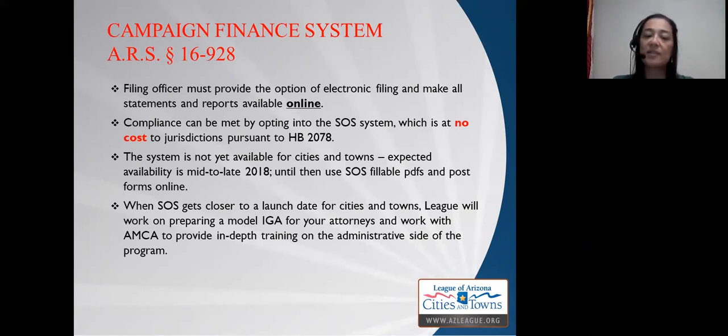When we do get closer to a launch date for cities and towns, I've already talked a little bit with the Secretary's office about preparing a model intergovernmental agreement for your attorneys, so that they can use that to work with the Secretary's system if your city or town decides that they want to opt in. And then, of course, we'll do additional trainings with AMCA on the admin side of how you actually access the system, because I believe you have to create the election. And from there, everything's automated and populates. So we'll get some behind-the-scenes training of what that means for you.